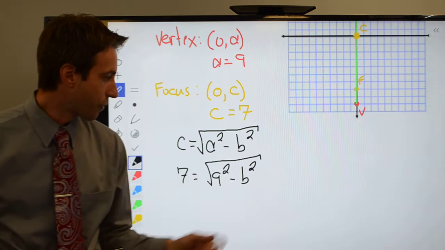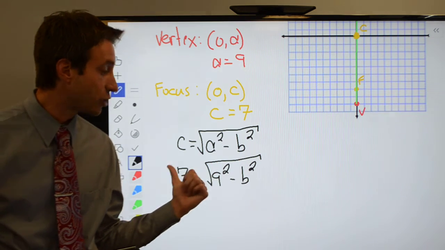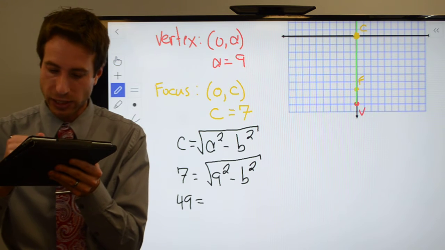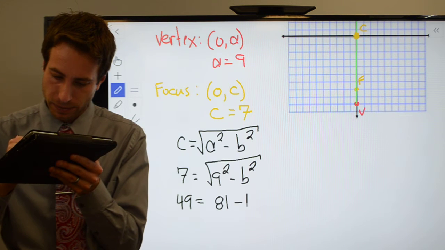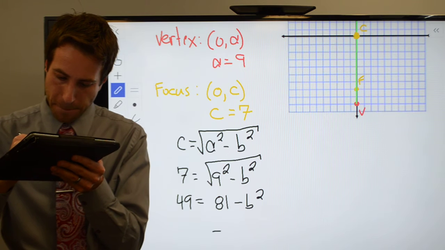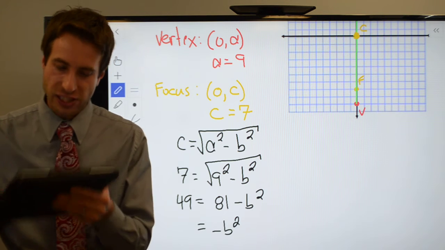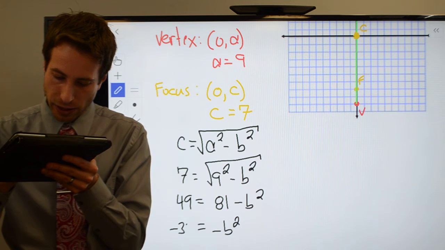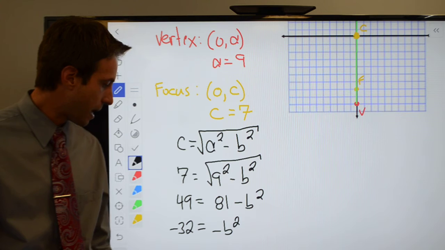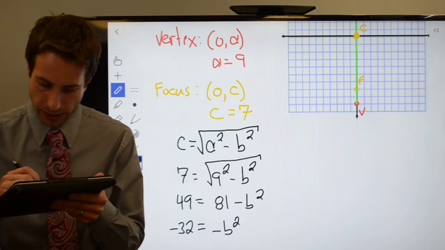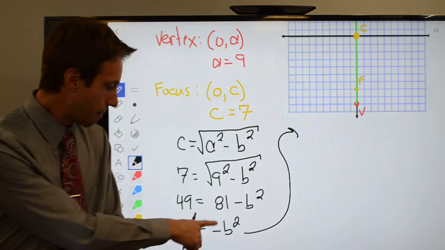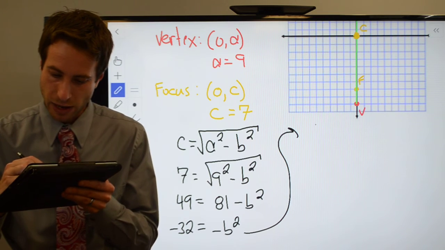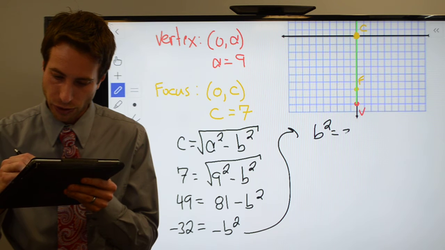Let's see. In order to solve for this, I will need to get rid of the square root, which means square both sides. So I'll have 49 is equal to 9 squared, which is 81, minus B squared. If I subtract 81 to the other side, you wind up with minus 32, because 49 minus 81 is negative 32. Since they're both negatives, take the negative of both sides, or multiply both sides by negative 1, whichever. B squared is equal to 32.